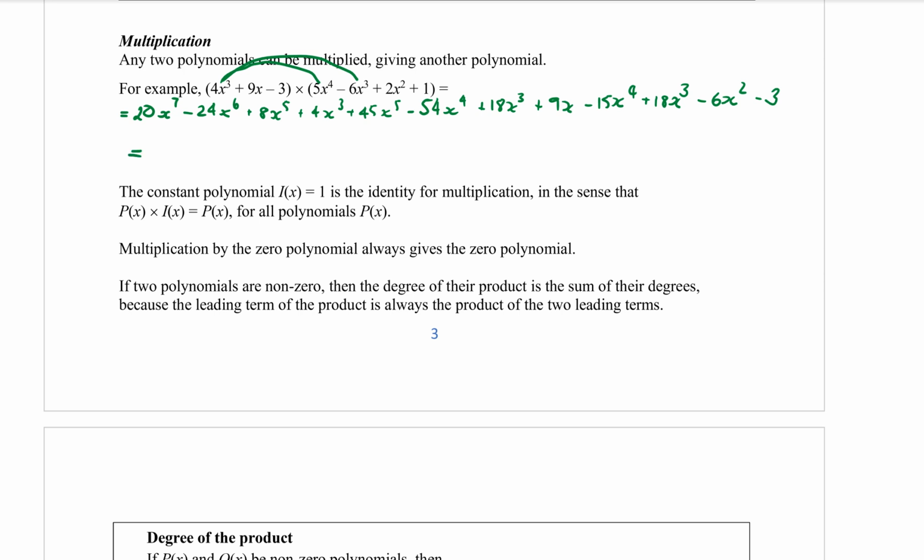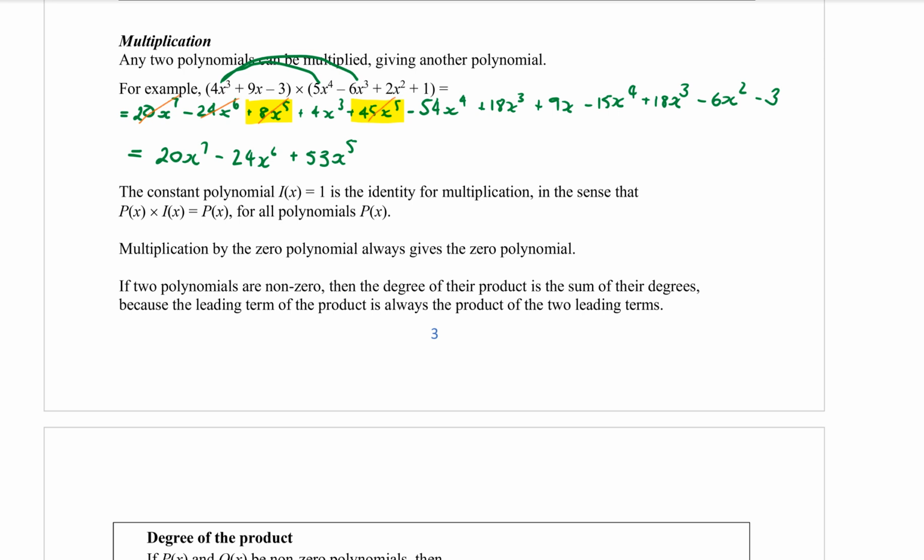Okay, so starting with the highest power, 20x to the 7. There is no other x to the 7, so that one doesn't change. X to the power of 6, there's also none others of those, so 24x to the 6. Sometimes you can cross off the ones you've dealt with, so that makes it less confusing. X to the power of 5, yeah, there's 2 of those. There's 8x to the 5 and 45x to the 5. So that makes plus 53x to the power of 5. So those ones are done.